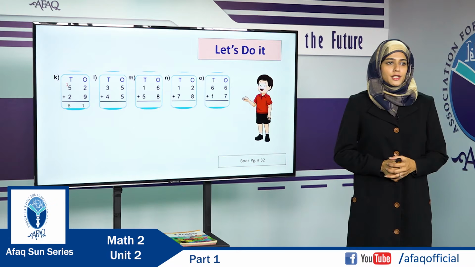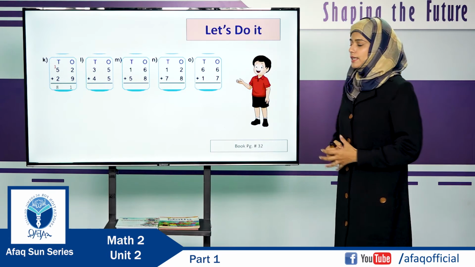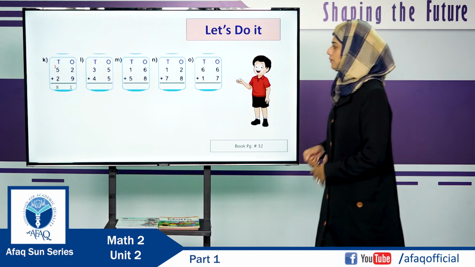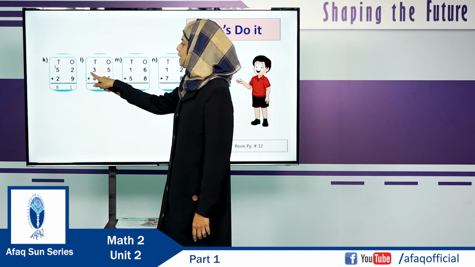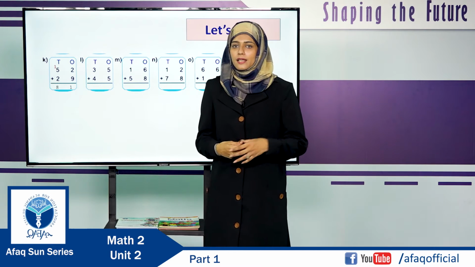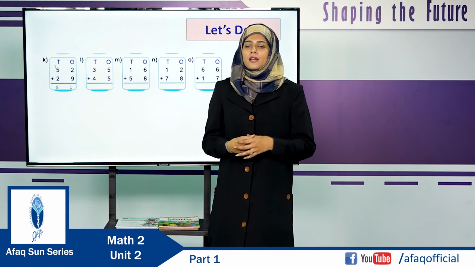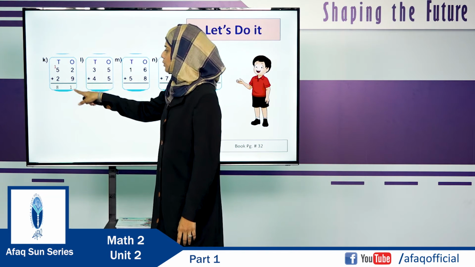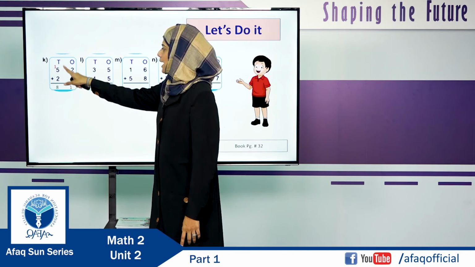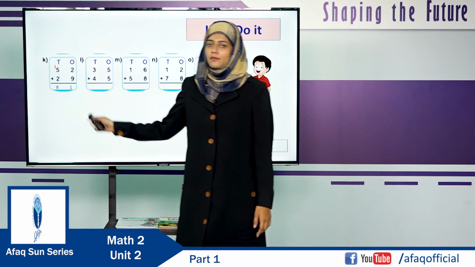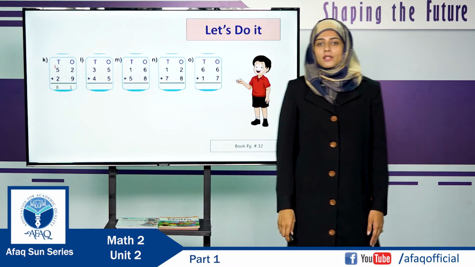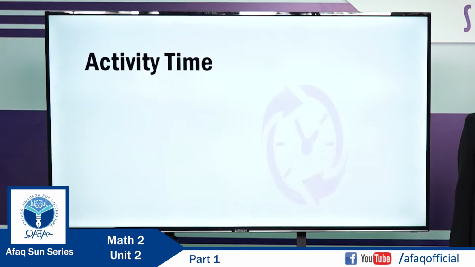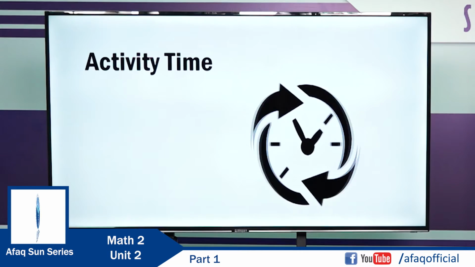On page number 32, there are the exercise questions. Let me solve one for you. We have to add this 52 with 29. Here again the same rule applies. First of all, add ones in a ones, then give carry if we have two digits like this, then we add tens in a tens and there will be your answer. So do the rest of the questions on your own. This is an activity time. Let's see what the activity is about.